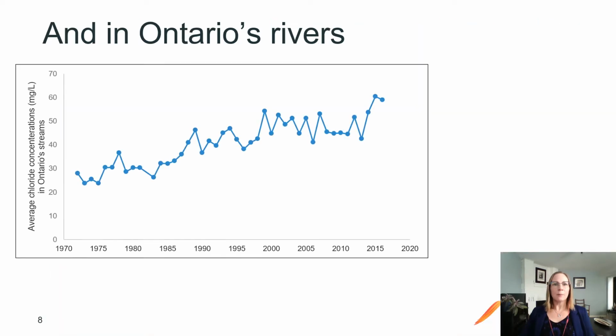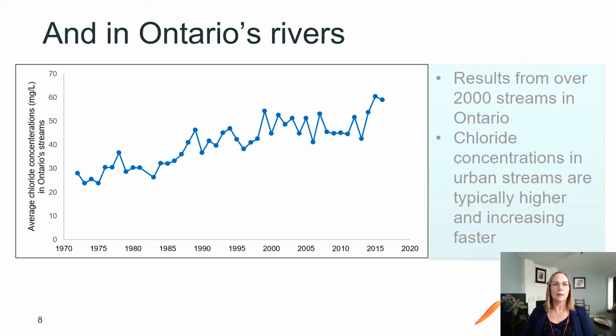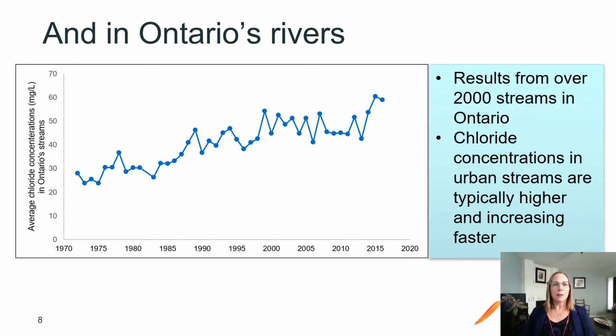In Ontario, we have the Provincial Water Quality Monitoring Network that tracks water quality in rivers. The Ministry of the Environment staff have summarized the data for over 2,000 streams, and as you can see from this graph, they found that chloride concentrations are increasing here as well. We're still below the long-term exposure guideline of 120 milligrams per liter, but concentrations have doubled since the 1970s.